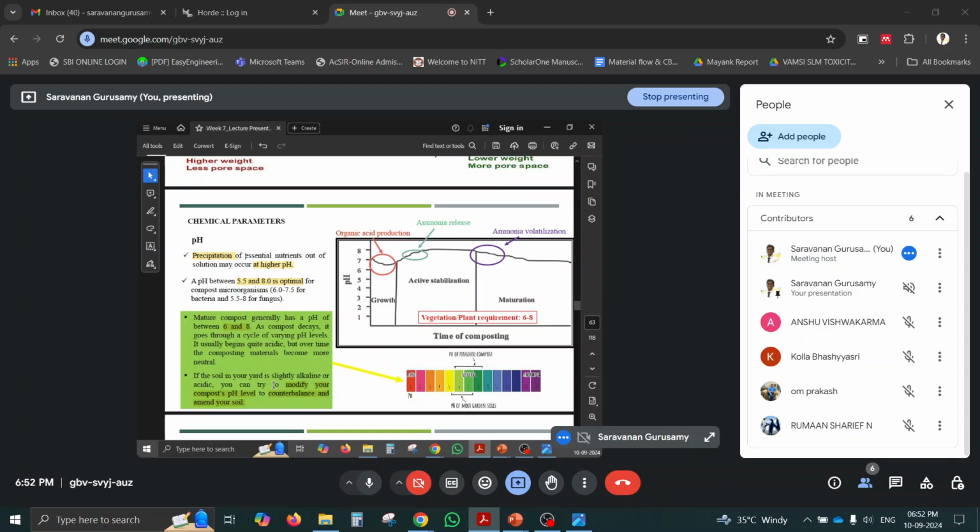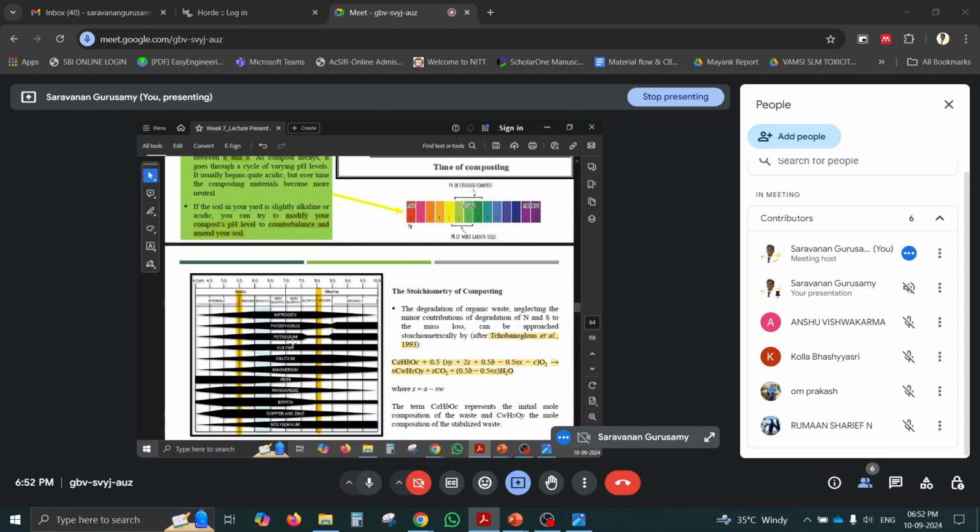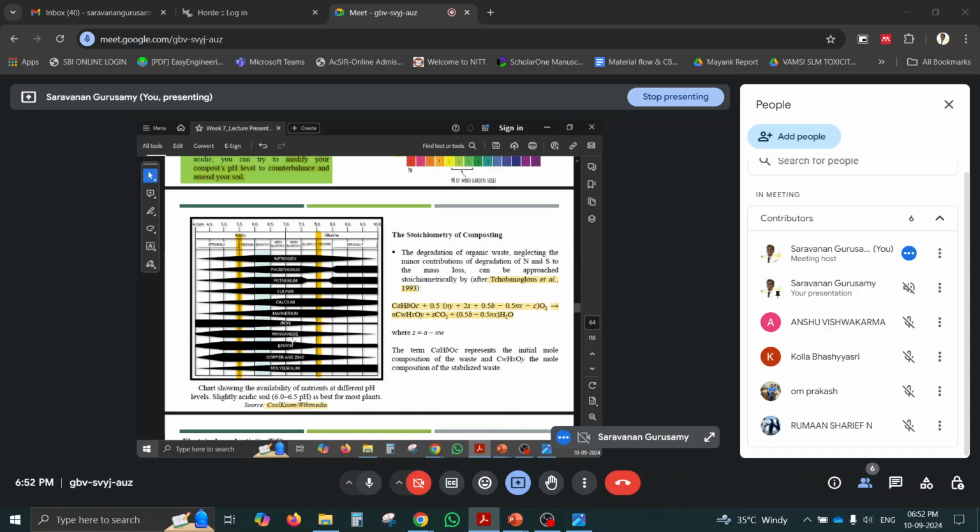counterbalance and amend your agricultural soil. If the agricultural soil is more acidic, then we can use this alkaline compost. If the soil is more alkaline, then also we can use the compost to counterbalance the pH of the agricultural soil. Okay, then vegetation and plant requirement is 6 to 8, but microorganisms will grow in 5.5 to 8. These are all things we have to note down. Final compost will have neutral pH, that is around 7 or 6 to 8, we can note down. I hope you understand. This is another nutrient availability chart at a different pH.